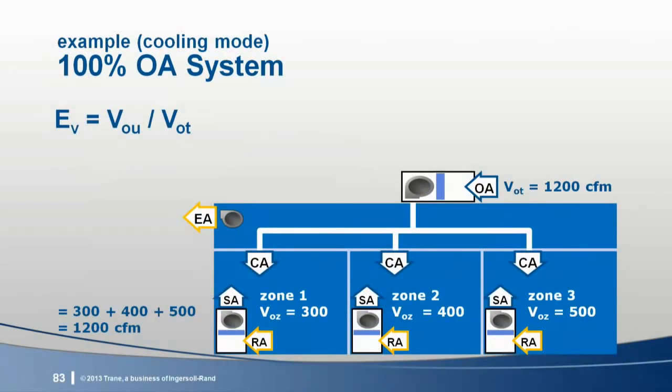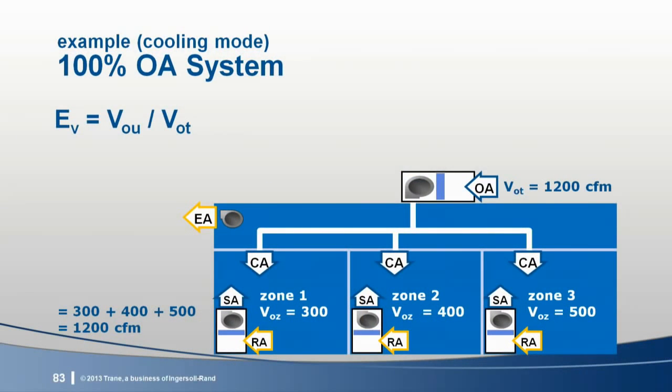As defined by Standard 62, system ventilation efficiency is the sum of the outdoor airflows required in all the breathing zones, V sub OU, divided by the outdoor airflow that enters through the system level intake, V sub OT. For most dedicated outdoor air systems, the intake airflow is equal to the sum of the zone outdoor airflows, each of which is based on peak zone population, with no credit for system-wide population diversity. As a result, system intake airflow is based on all zones being at peak population simultaneously, even though that's typically not the case.